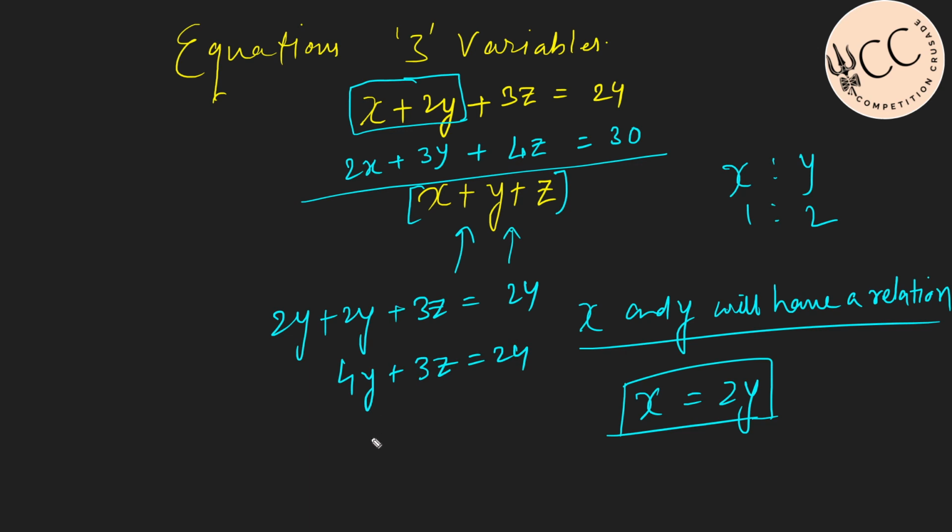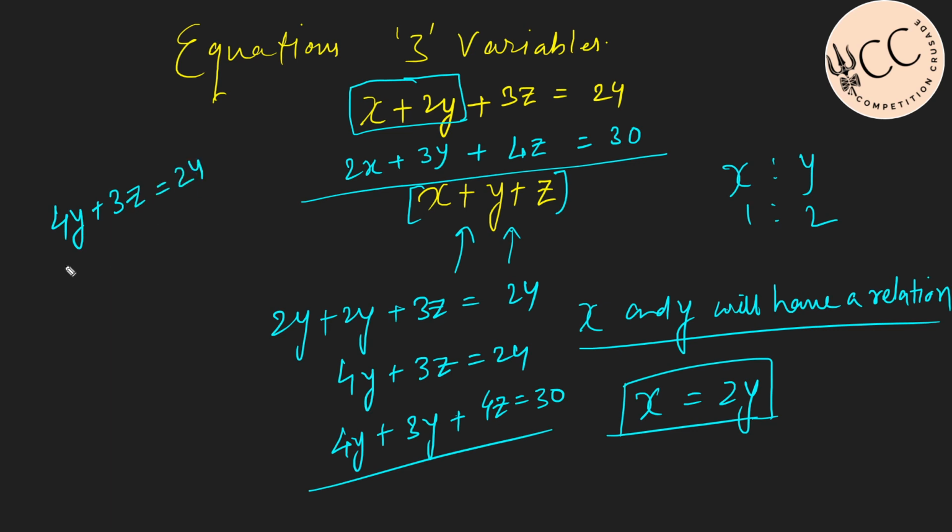So this is 4y, right? Yeah, so this is 4y plus 3y, that is, plus 4z, that is equal to 30. I'm just digressing, guys, so don't worry. So this is 8y plus how much? So this is going to be 4y plus 3z, and this is going to be 7y plus 4z. So 4y plus 3z is equal to 24, and 7y plus 4z is equal to 30.